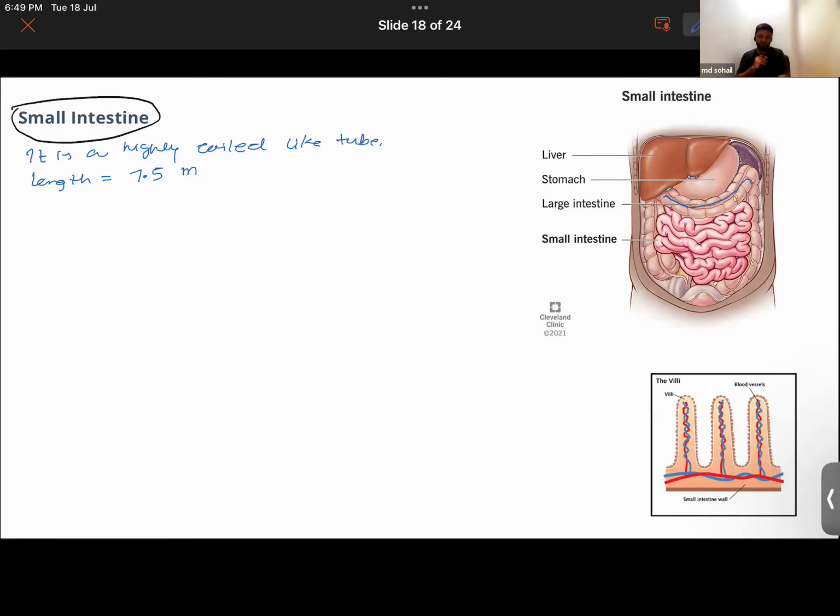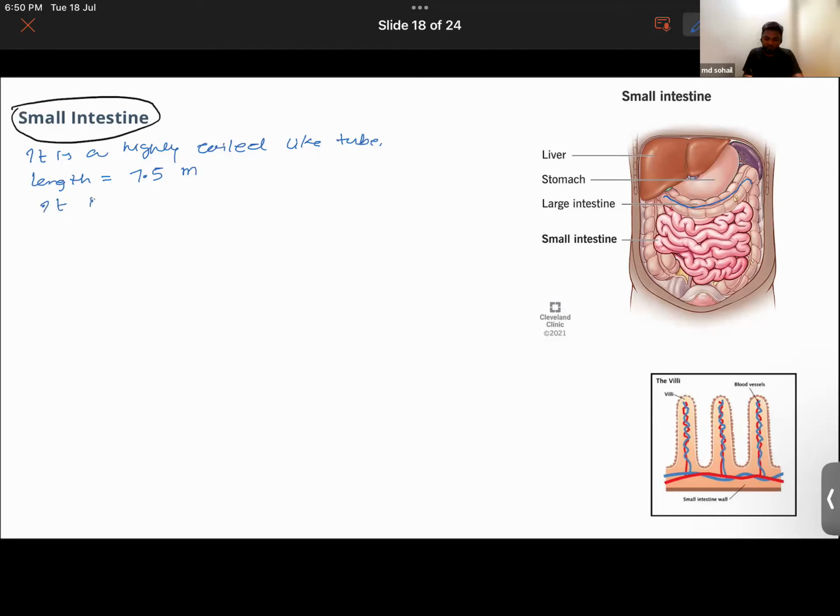One question you might have is, why is it called the small intestine? When we study the large intestine, you will see that the length of the small intestine is greater than the large intestine. But why is it called small intestine then? It is not the length but the breadth. The large intestine has more width. That's why it is called the large intestine, and this one is called the small intestine.